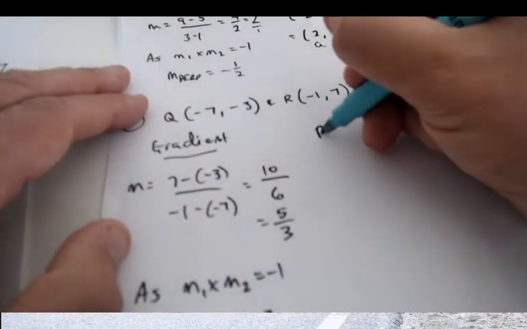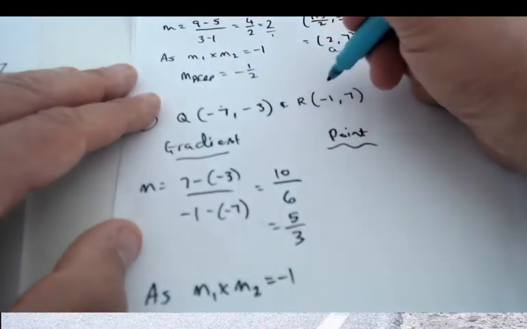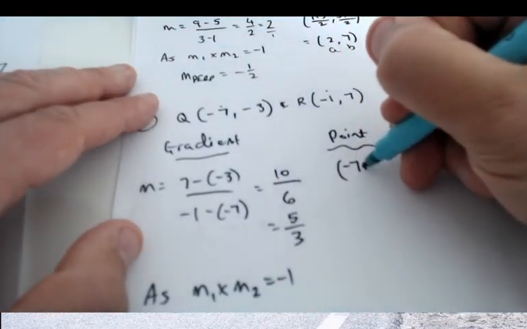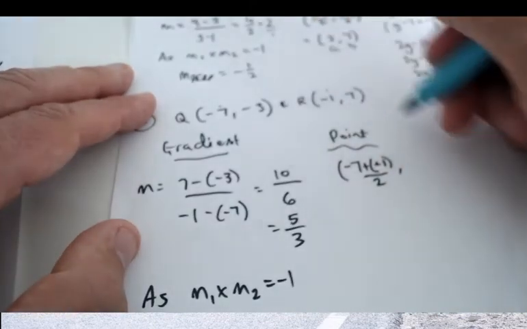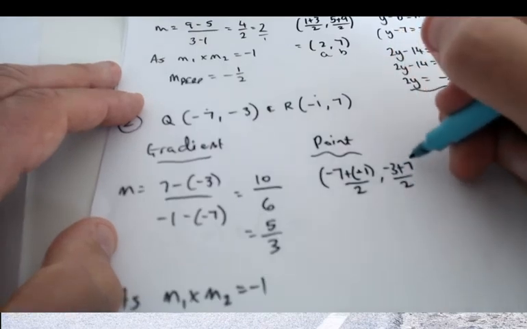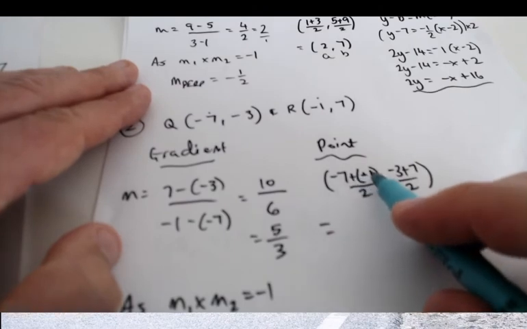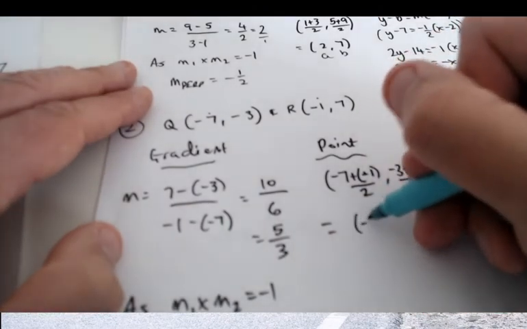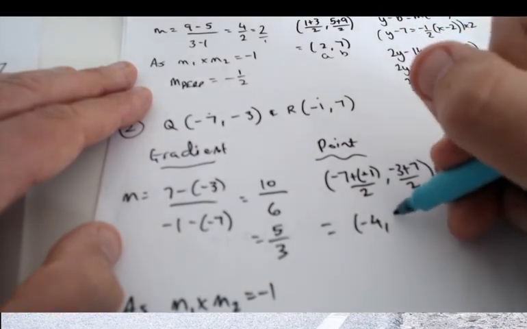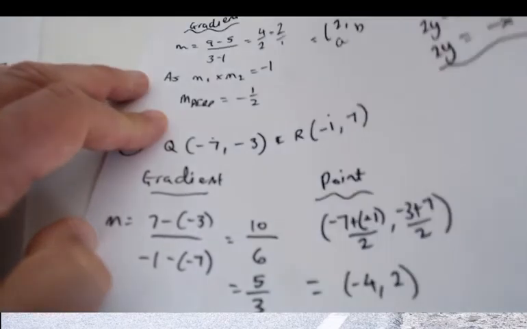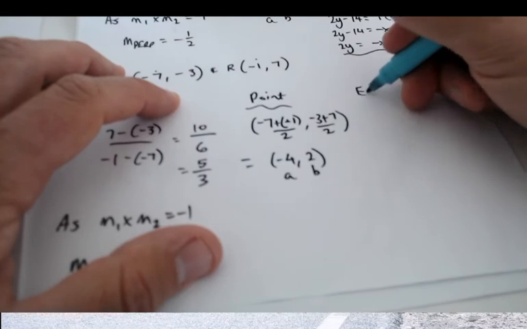I want my point. So I need the midpoint of this. So I need to add together the x coordinates. Minus 7 add minus 1 and then half it. I need to add together the y coordinates. Minus 3 add 7 and then half it. Again, careful of the negative numbers. Minus 7 add minus 1 is minus 8. Divided by 2 is minus 4. Minus 3 add 7 is 4. Divided by 2 is 2. So I've got my gradient. It is minus 3/5. I've got my point. Now I'm going to go and get my equation.